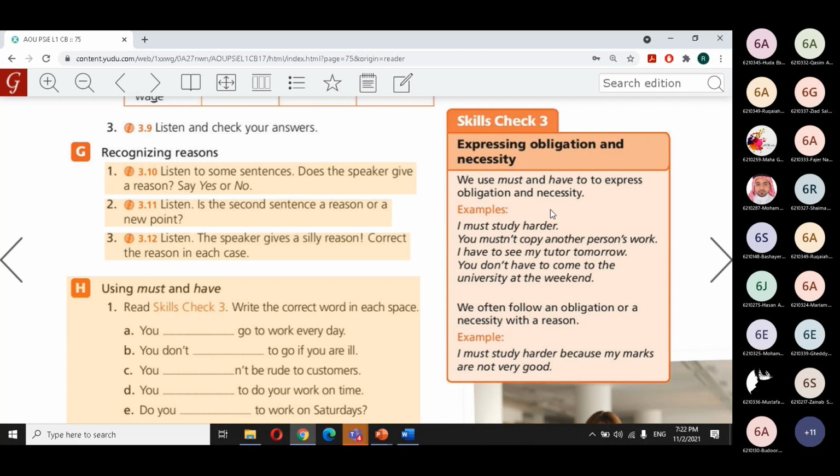You know, the point I was talking about is this. Okay, it's in the book.